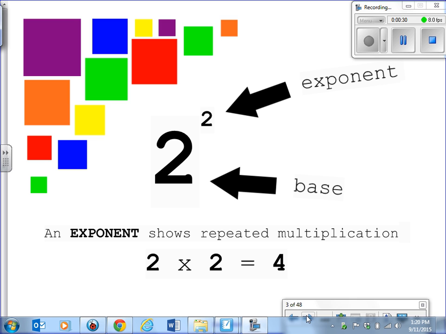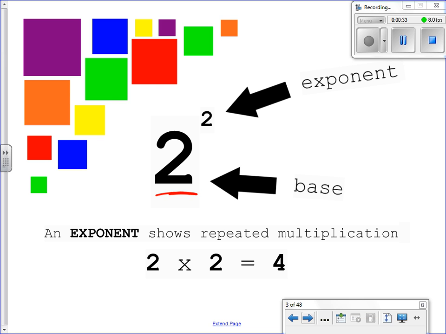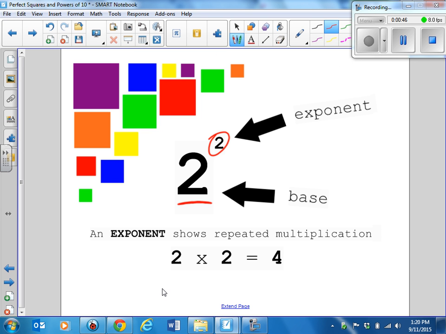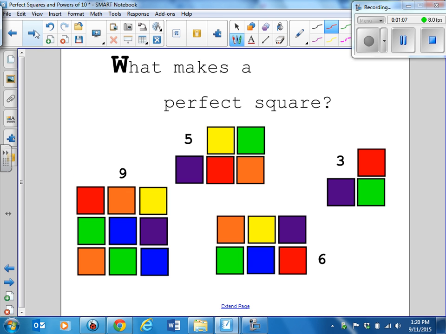Last class we learned about exponents. We learned about the base, and then we learned about the exponent. And we know that the exponent right here tells us how many bases we have. So in this case, this is 2 squared, so we have 2 2's. But if this was 3 squared, that would mean that we have 2 3's that we are multiplying. And 3 times 3 equals 9, or 3 squared equals 9.